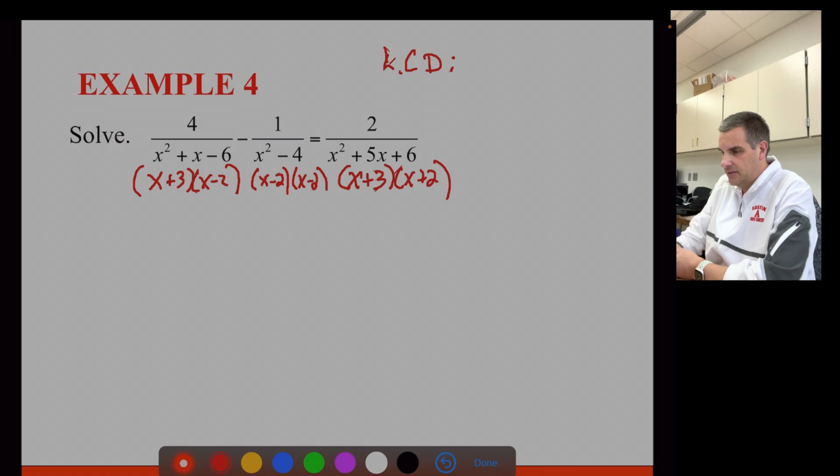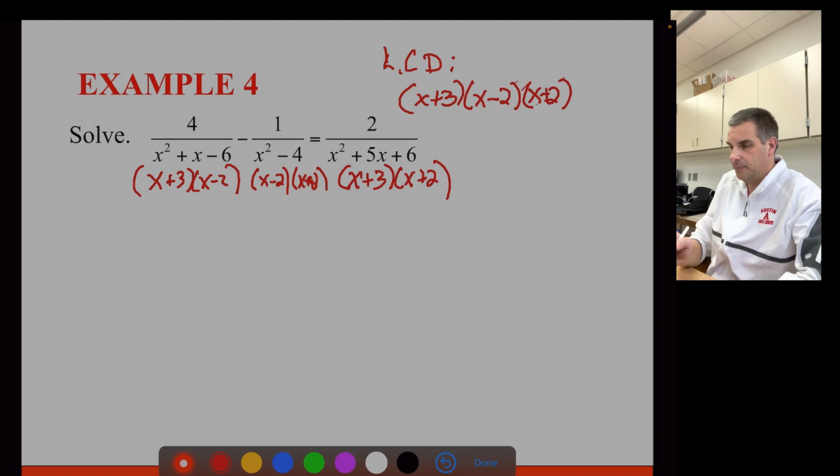So that makes my least common denominator. Start at the left. X plus 3, x minus 2. Go to the next set. I've got an x minus 2 and an x plus 2. That should be factored x minus 2, x plus 2. So that gives me an x plus 2. I go to the third one. I've got the x plus 3 already. I've got the x plus 2, so there's my least common denominator.